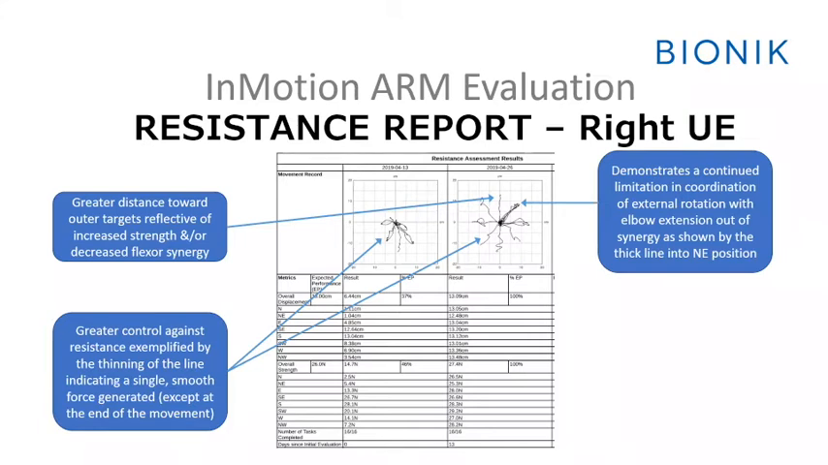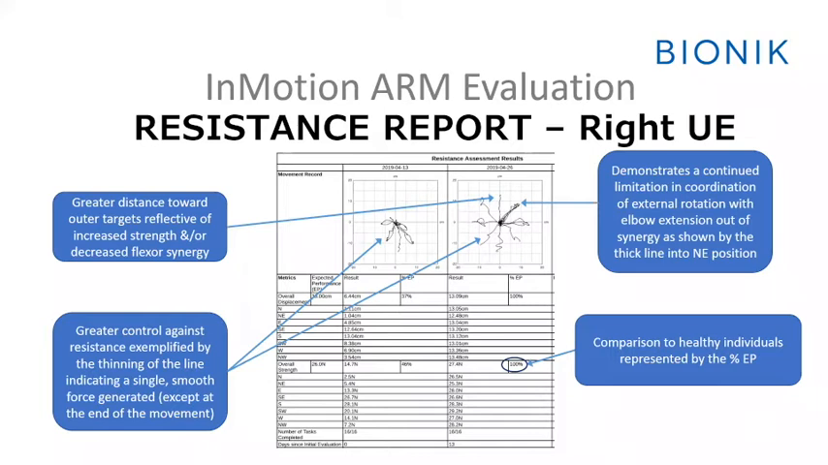We can also see a demonstration of continued limitation and coordination of external rotation with elbow extension out of synergy pattern, as evidenced by the thickening of the line going into the northeast position. And again, we have a comparison of this individual to healthy individuals in the expected performance.